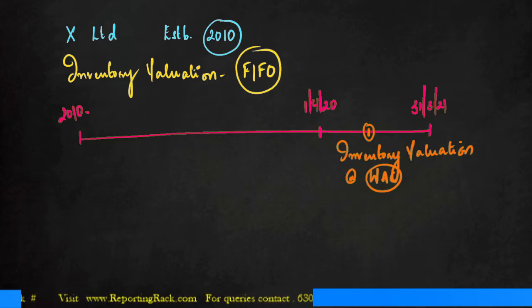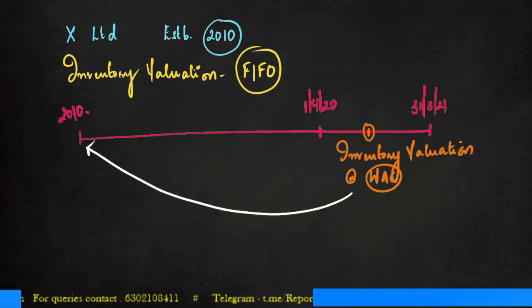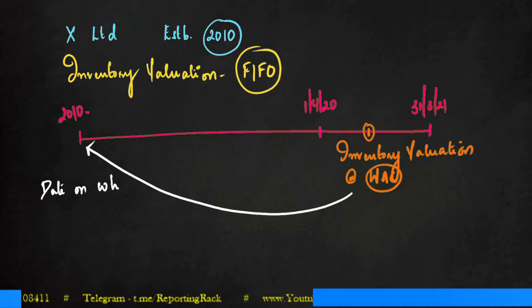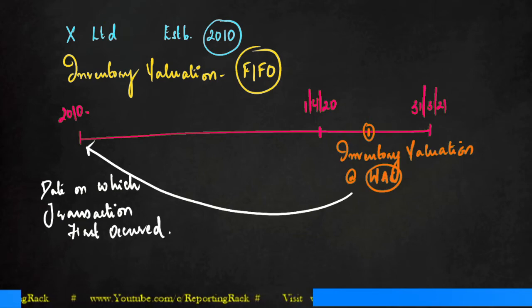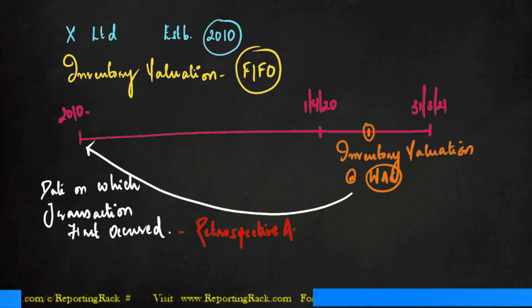So what is the provision saying? Since you have changed to weighted average cost, based on the management's contention that it gives a better presentation to my financial statements, making my financial statements more reliable and more relevant, I'll have to apply this change with respect to 2020 and the date on which the transaction first occurred. This is called retrospective application of change in accounting policy.